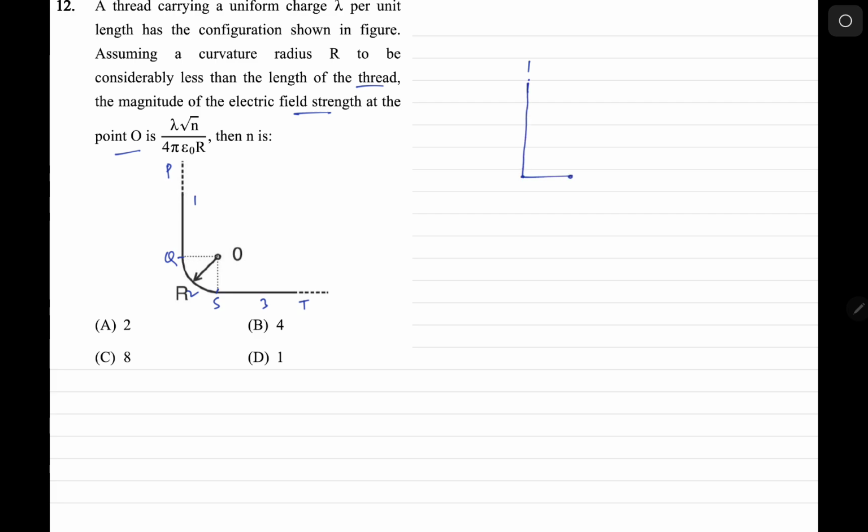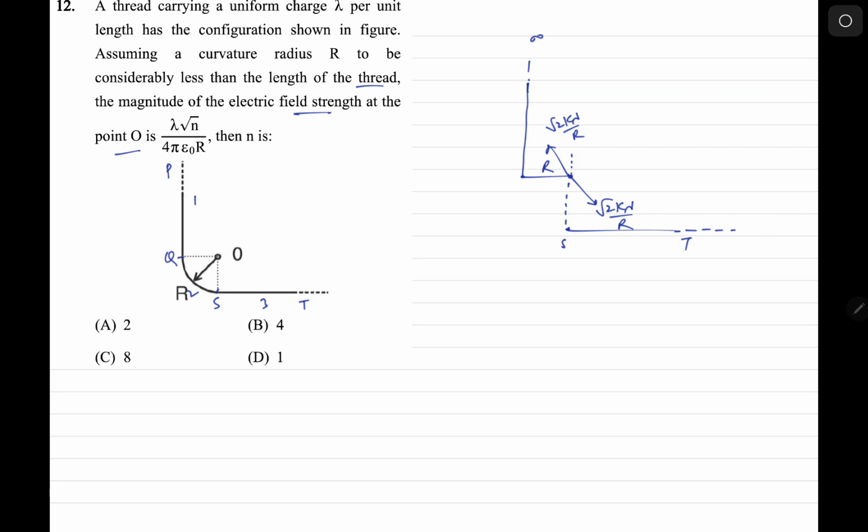So due to this semi-infinite wire, this distance is R, and the electric field will be in this direction, root 2 k lambda by R. I hope you know this formula here. And what about the third element, which starts from this point S and goes to infinity, T? This will produce an electric field in this direction, root 2 k lambda by R. So that's how the semi-infinite wire produces electric field.